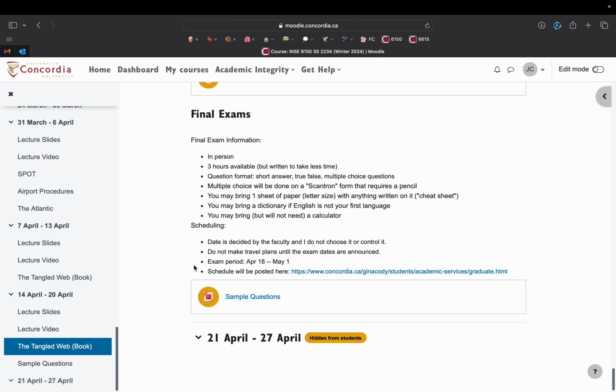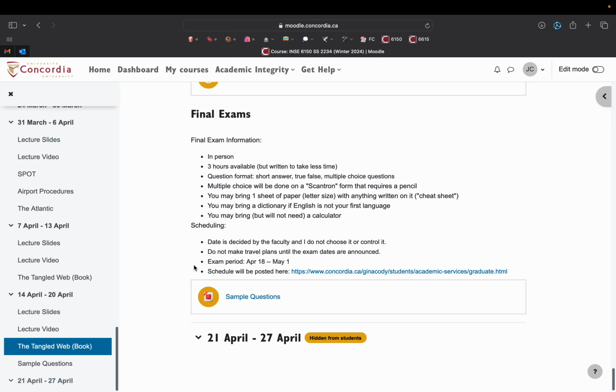They have to schedule it for all the courses. They have to make sure that you don't have more than 3 exams in the same day and whatever. There's a bunch of constraints that they try and take care of. So I don't choose it. Sometimes you want to travel more at the end of the fall term than the end of the winter term, but you still might be wanting to travel around that time. Don't go booking plane tickets and things like that until you find out when the exam is.